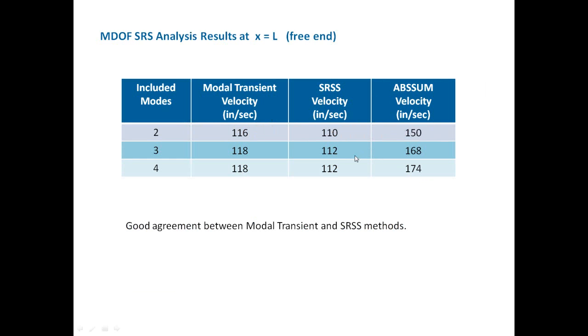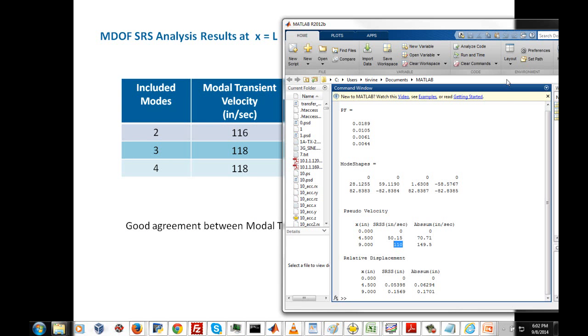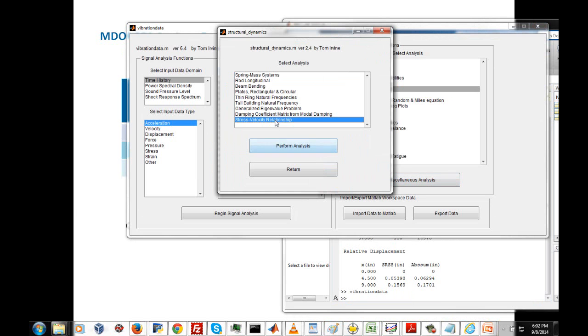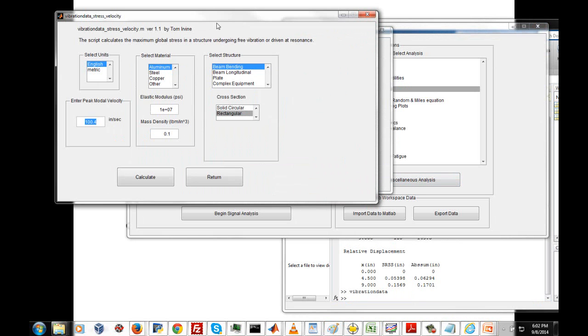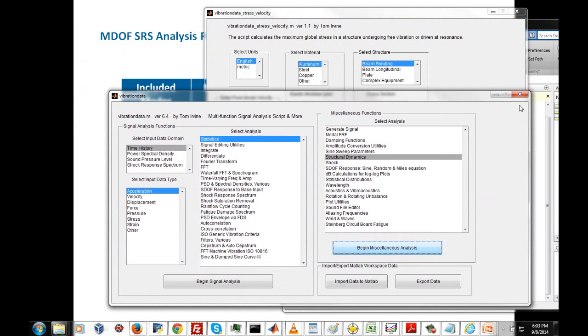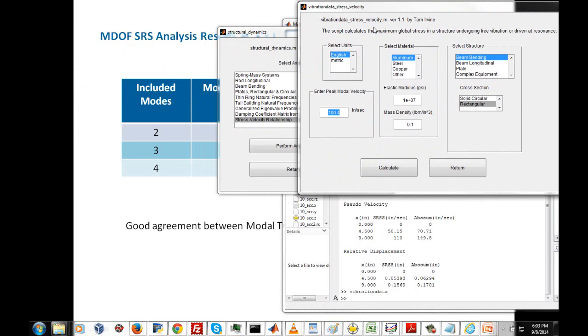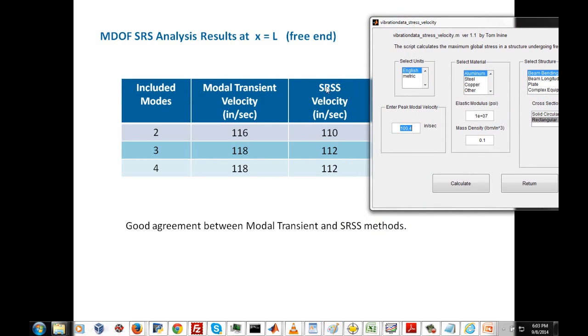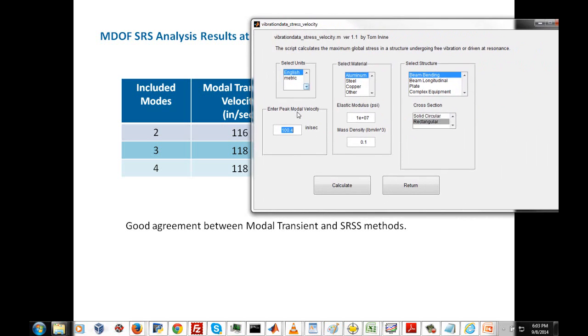And you can figure out how to do that on your own. Or you can just go back to vibration data, structural dynamics, and there's a stress-velocity relationship. So for example, let's say that you had bypassed the modal transient altogether, and you had found out that the SRSS method says that you could get, say, let's just go ahead and use 112 inches per second.